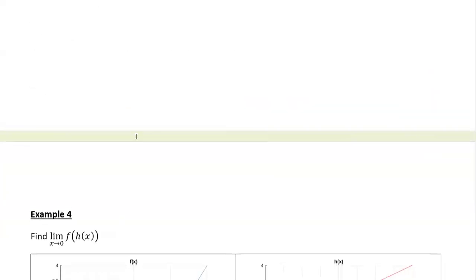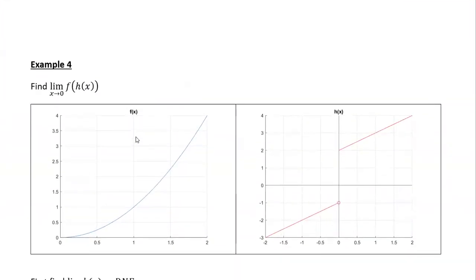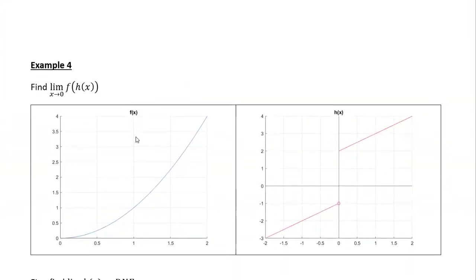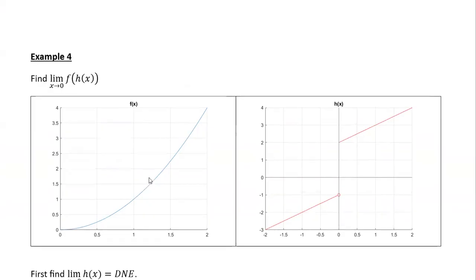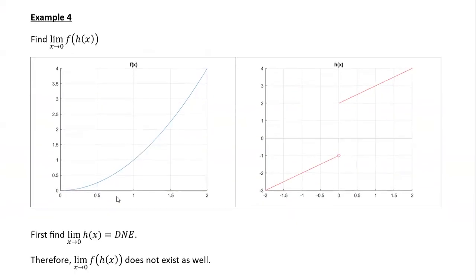Okay. So how about this? f of h of x as x approaches 0. What's the limit of this guy? As x approaches 0 for the inner function, it does not exist, right? Because as we approach from the left, it's -1. As we approach from the right, it's 2. They're not the same. The limit does not exist. Therefore, the limit of this whole thing does not exist either.